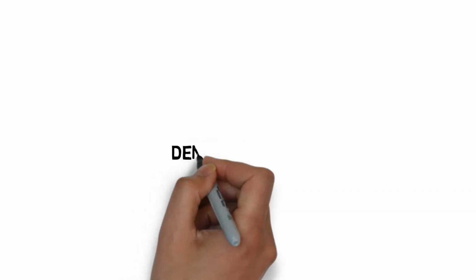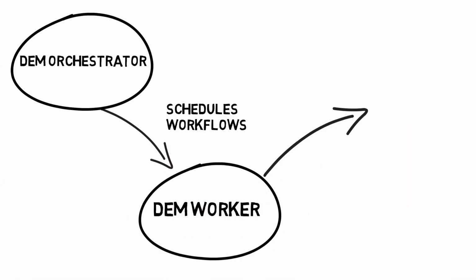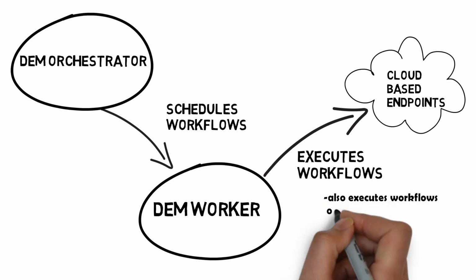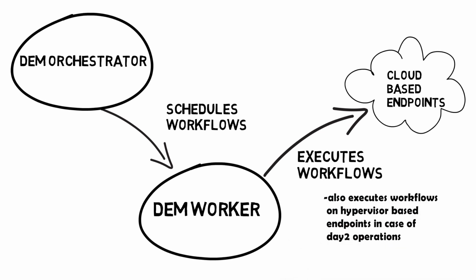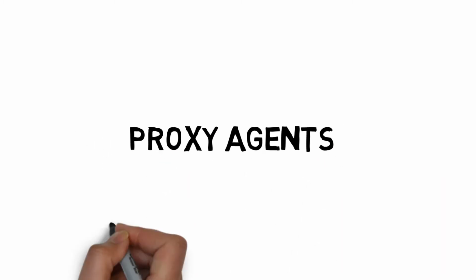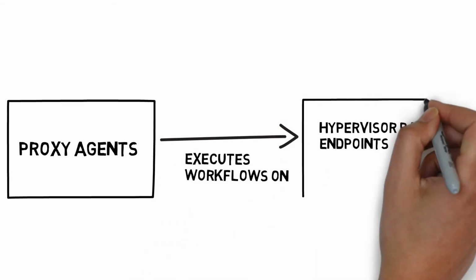Okay, so the next component is the DEM worker. Think of the DEM worker as a laborer which executes the workflows assigned to it by the DEM orchestrator. That is the only task of the DEM worker: it executes workflows whenever we are concerned with provisioning on a cloud-based endpoint or any of the day 2 operations. So let's discuss now the proxy agent. The proxy agent, on the other hand, is used to run provisioning workflows on hypervisor-based endpoints.